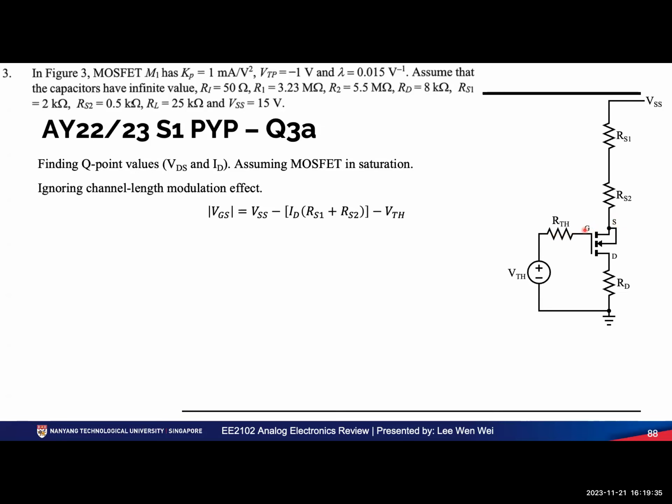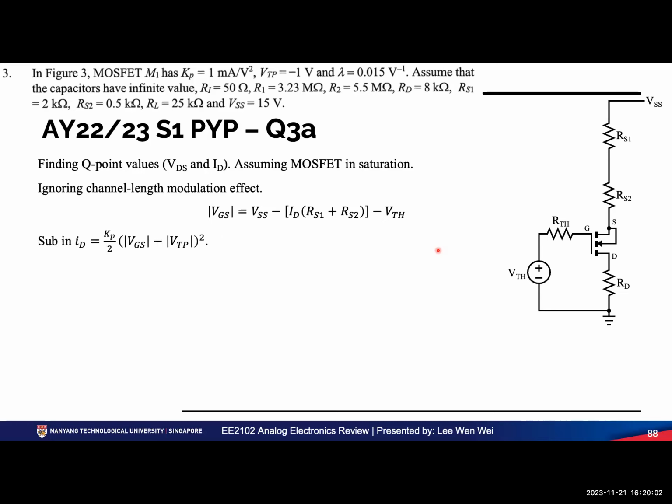Okay, so we can get this expression. The reason why we put modulus is that it might be negative, I think. But it doesn't really matter as long as you can calculate VGS. Can you follow this KVL expression? Can.